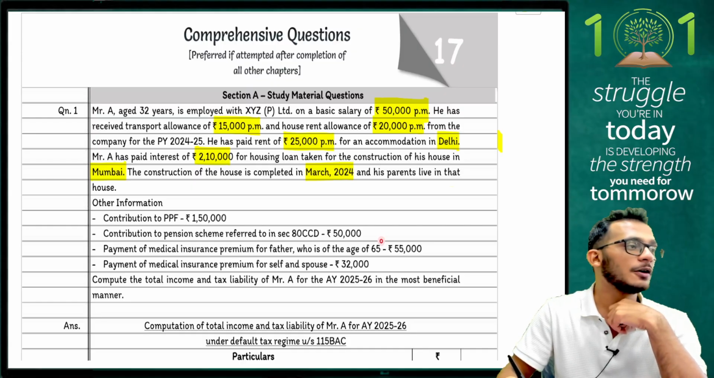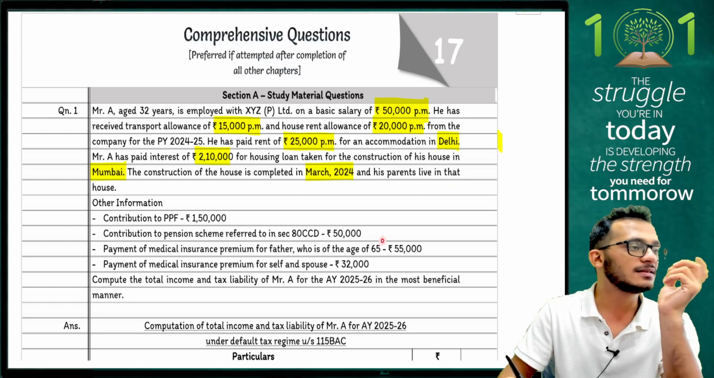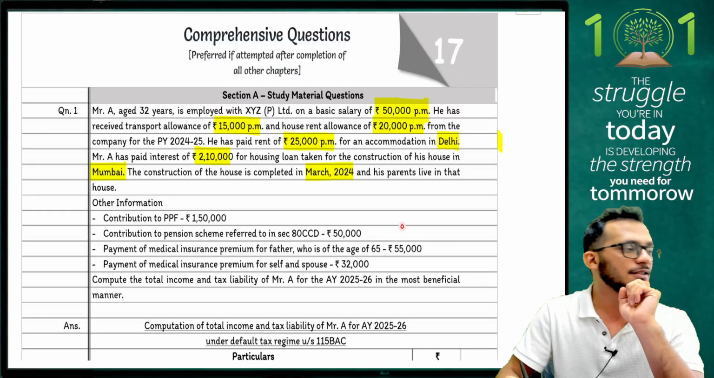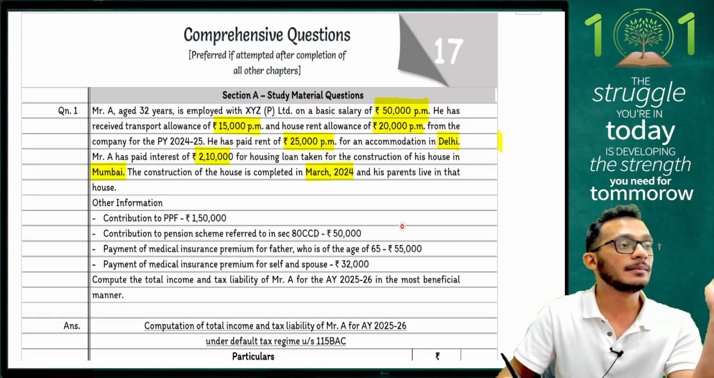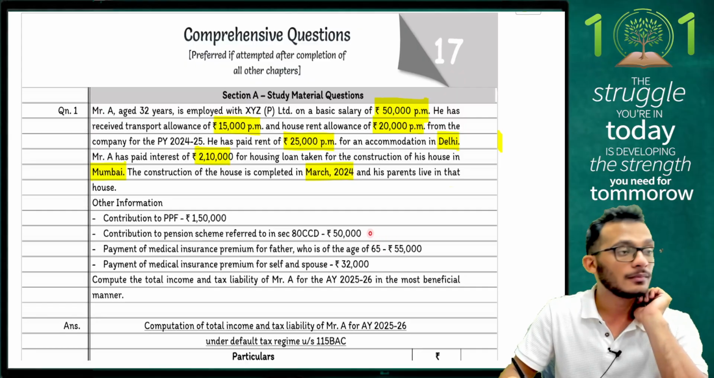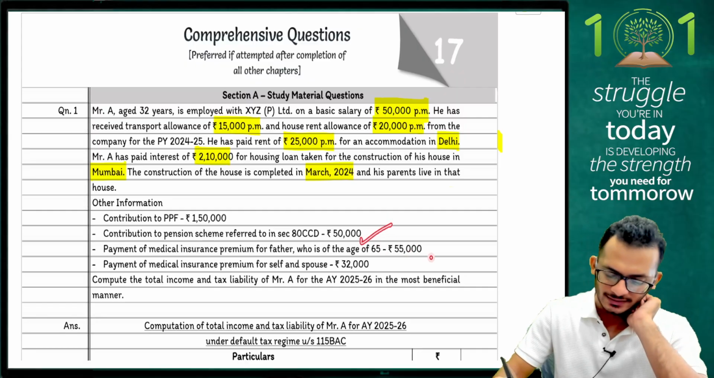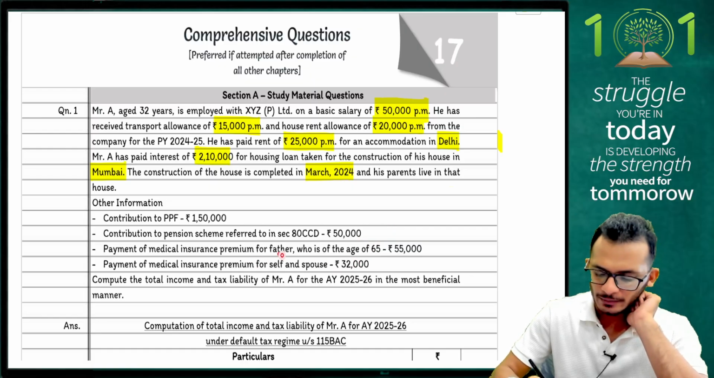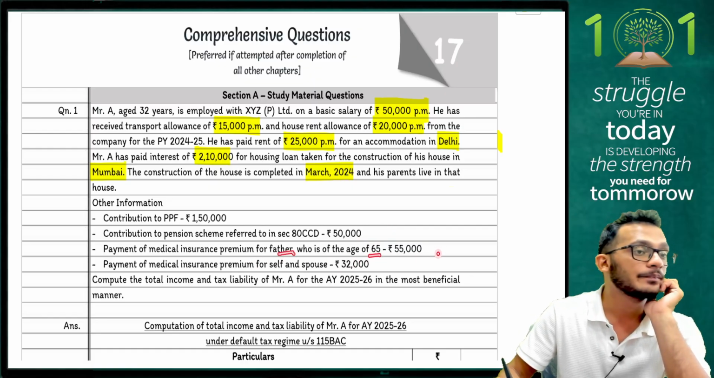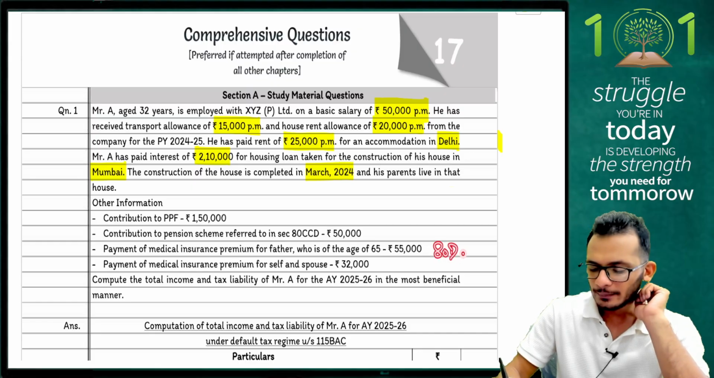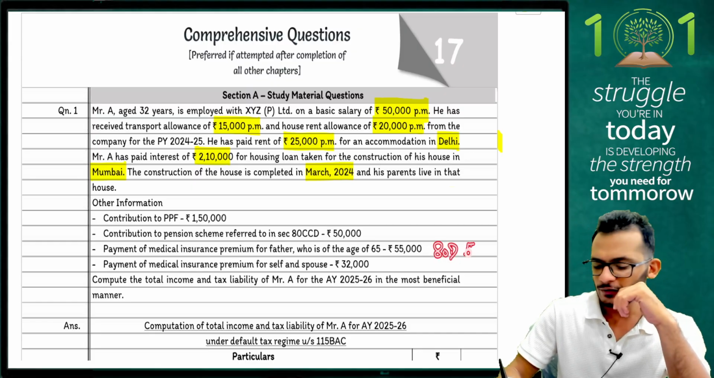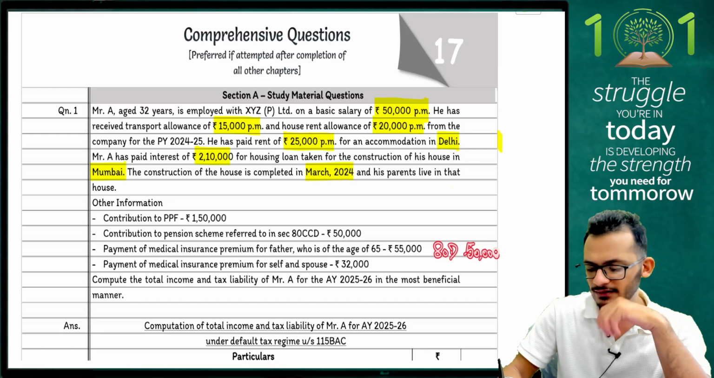Self contribution rules: first 50,000, no limits. Balance eligible for 10% of salary. Looking at the limit, it is 50,000. Therefore, fully eligible. Next, I have payment of medical insurance premium for father who is age 65, 80. Very good. I have 80D. Maximum limit 50,000 because the father is a senior citizen.